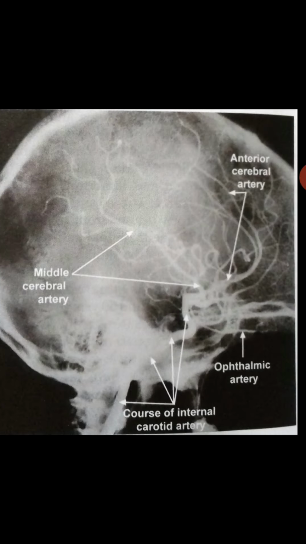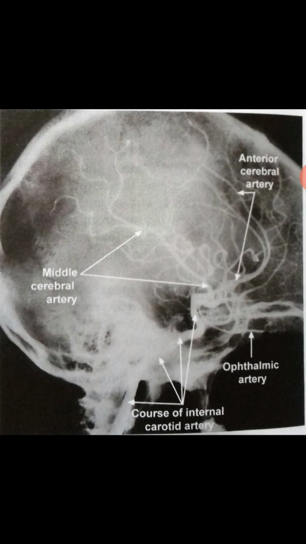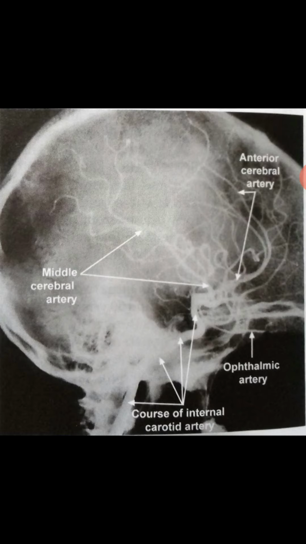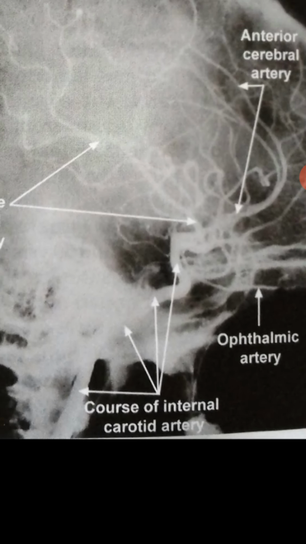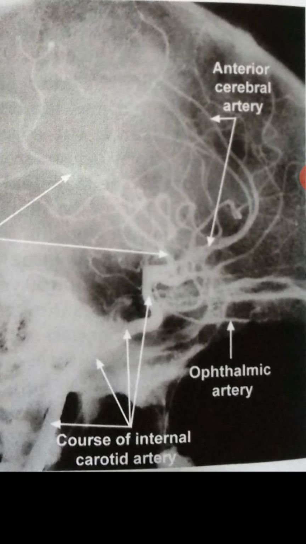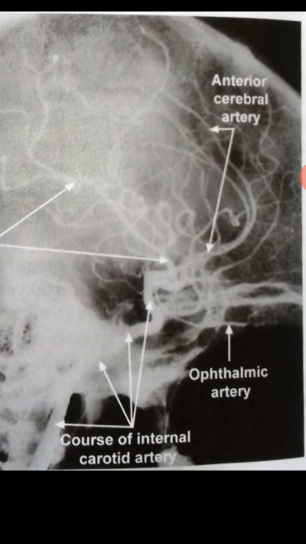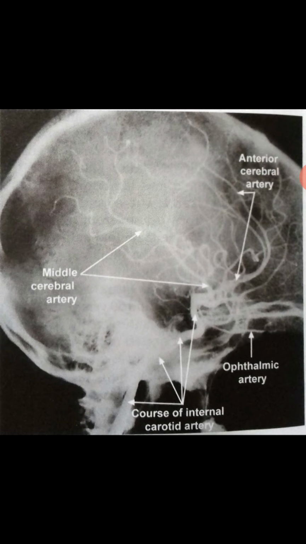So next, the carotid angiogram X-ray. This X-ray is taken in lateral view. To take this X-ray, first a radio-opaque dye is injected into the carotid artery just before the radiograph is taken. And in this X-ray, the internal carotid artery is seen to give an ophthalmic branch, and then it ends by dividing into small anterior cerebral arteries and large middle cerebral arteries.